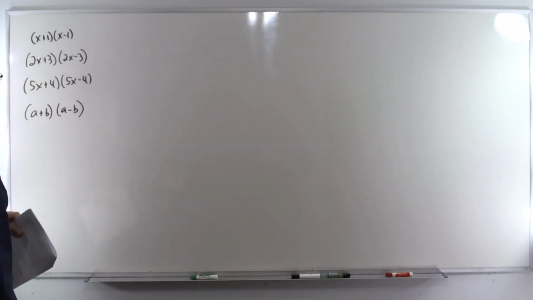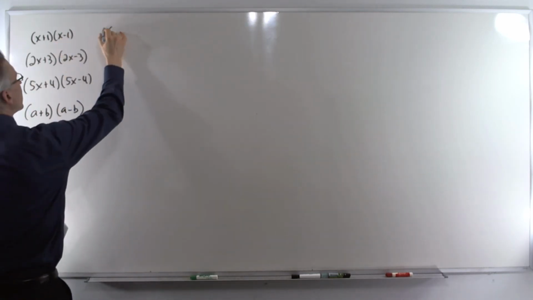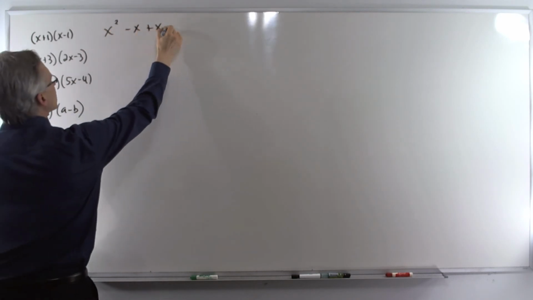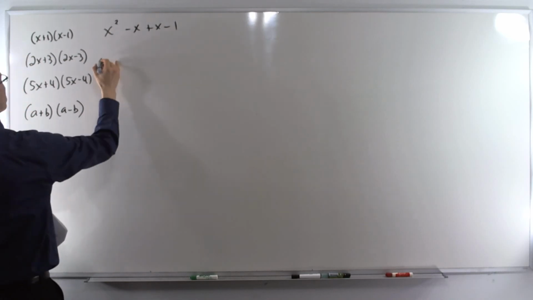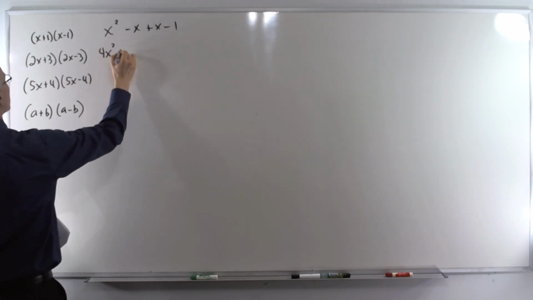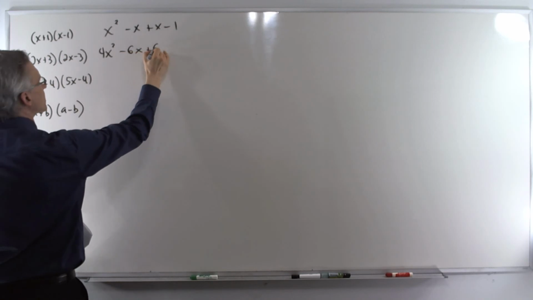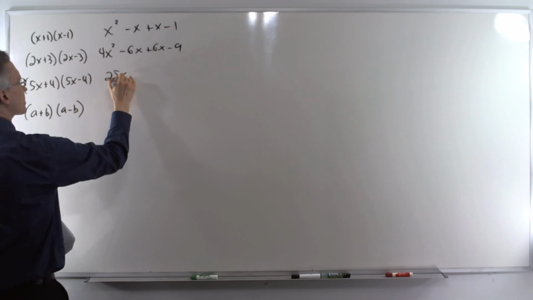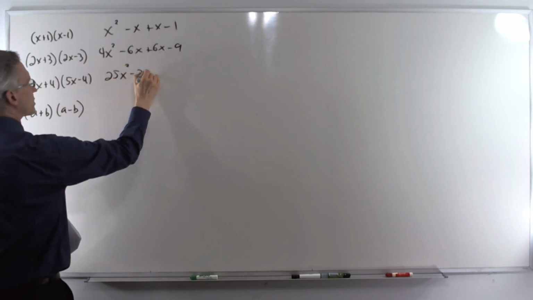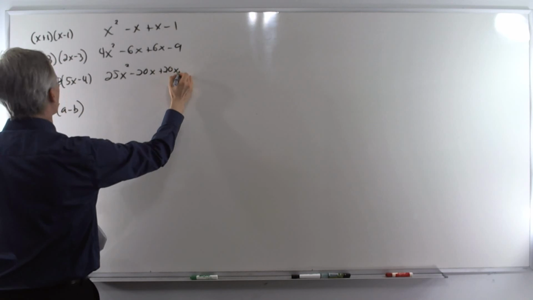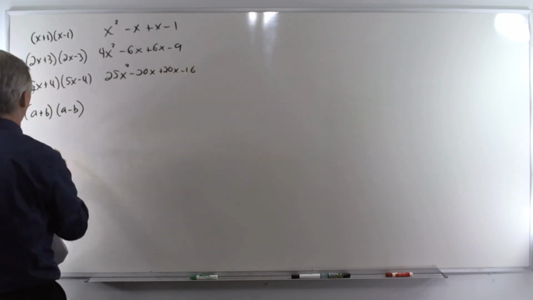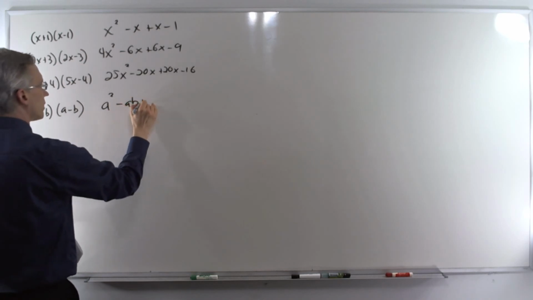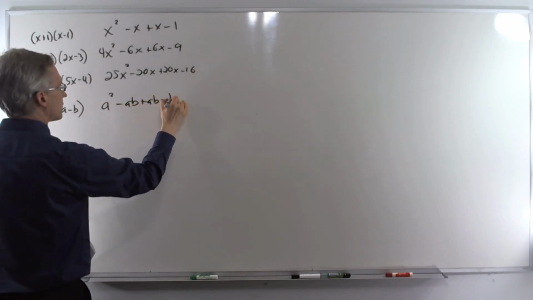Alright, so we're going to FOIL all of these. This one, we got x squared minus x plus x minus 1. This one, we got 4x squared minus 6x plus 6x minus 9. Here, 25x squared minus 20x plus 20x minus 16. And here we got a squared minus ab plus ab minus b squared.